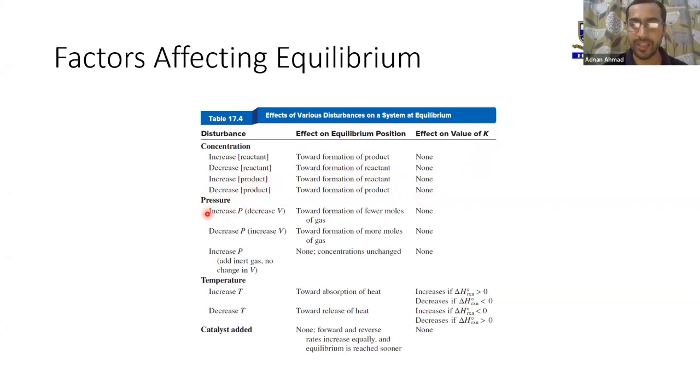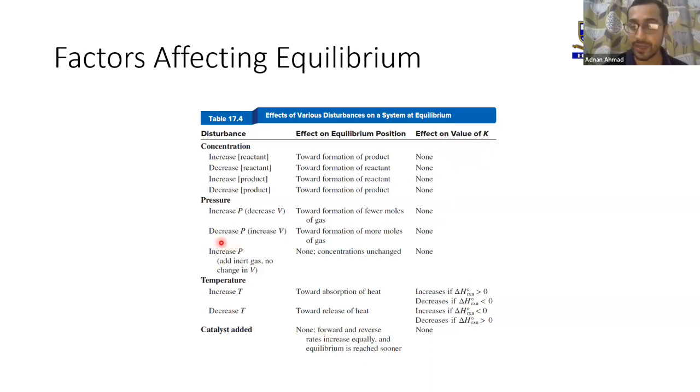So let's talk about the pressure now. If we increase the pressure, we are decreasing the volume because they are inversely proportional to each other. If pressure is increased, volume is decreased, or in another case, if we decrease the volume, the pressure is increased. So what will happen? The reaction will move toward the side where we have fewer moles of gases, and it will have no effect on the value of the equilibrium constant expression.